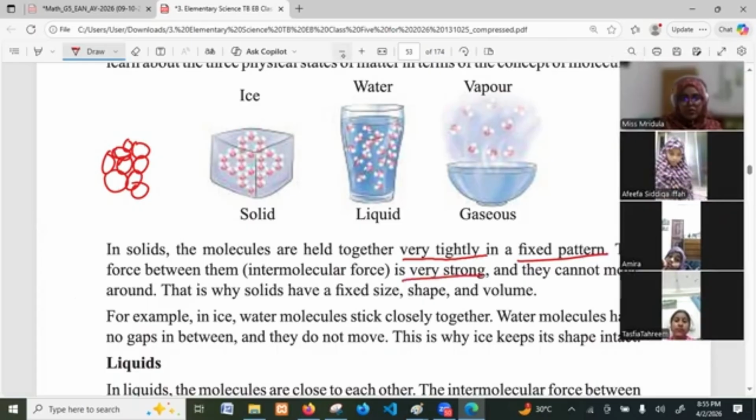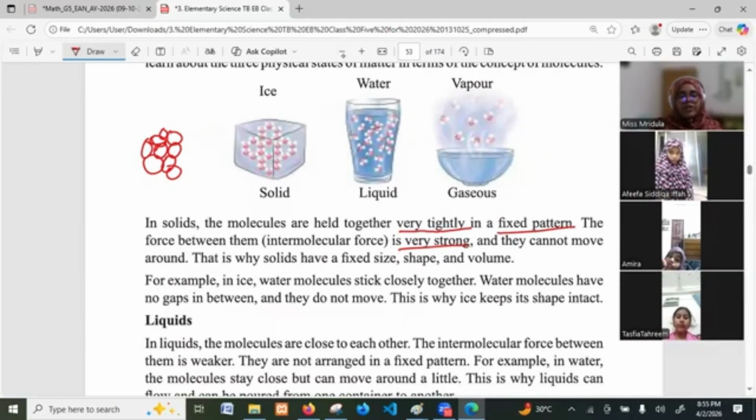Let me zoom out a bit. The force between them, that is called the intermolecular force, is very strong, and they cannot move around. They cannot move. That is why solids have fixed size, shape, and volume. We have learned these characteristics in class 4 and 3 as well, তাই না? যে সলিডের কি থাকবে, ফিক্সড শেপ থাকবে, সাইজ থাকবে, as well as ভলিউম থাকবে.